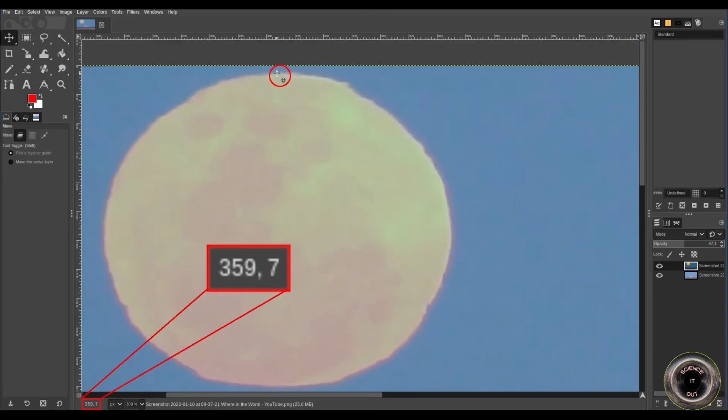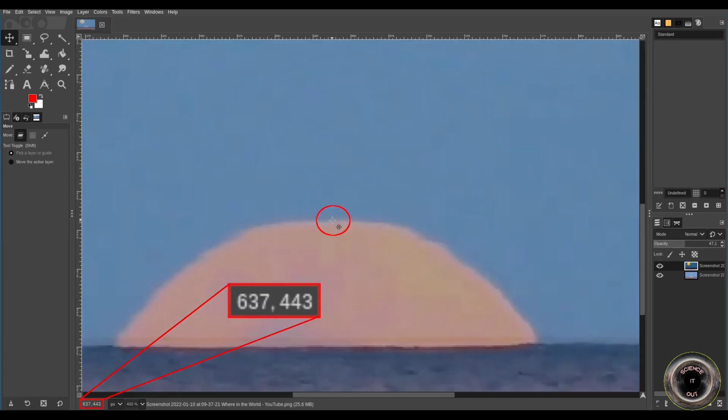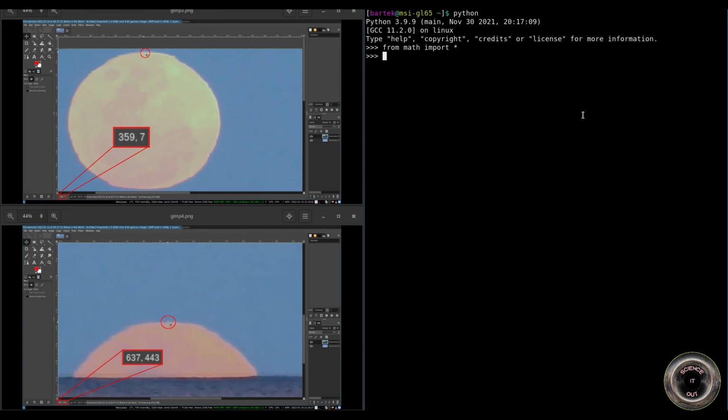The coordinates are 359 and 7 for the upper image, and 637 and 443 for the lower image. So the lower image is 436 pixels lower. This is 443 minus 7. So the correction for refraction will be that difference divided by 268 and multiplied by 37, and this is how many pixels we have to add to the vertical difference. So the vertical difference is again 443 minus 7, and we need to add this correction, and so this is now our vertical difference. Let's label it dy.